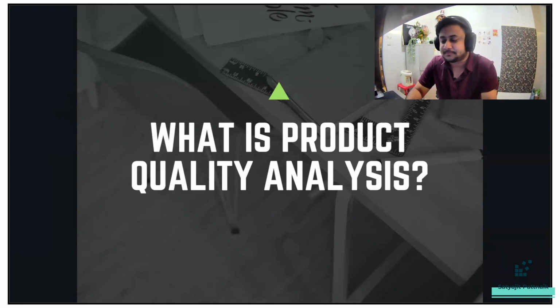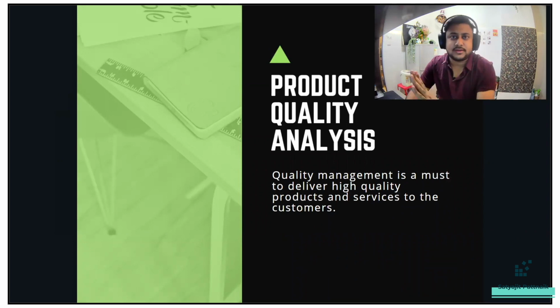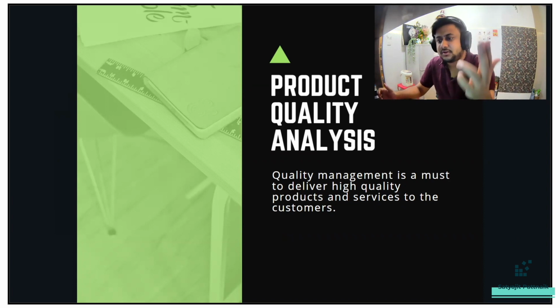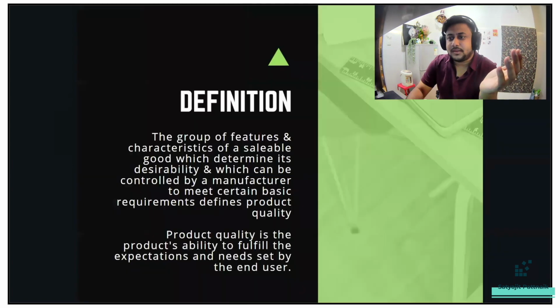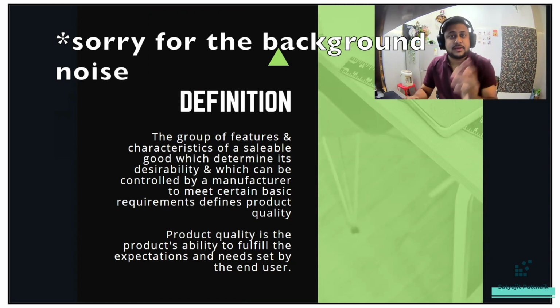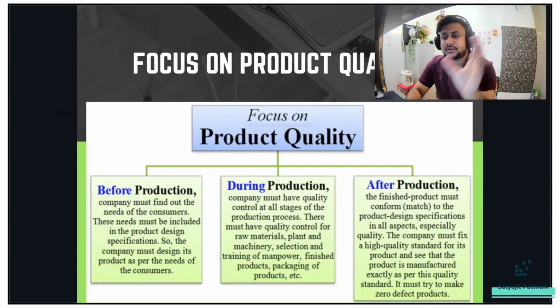So, what is product quality analysis? Now, it's a very generic concept, right? Product quality analysis depends upon the product. For example, you are working on some specific e-commerce domain. For that, you can analyze one specific product. That could be this one, or else you are working on something else. So product quality analysis is basically analyzing what the quality of the product is. Quality management is a must to deliver high quality products and services to the customers, right? And what is product quality analysis? The definition: the group of features and characteristics of a sellable good, which determines its desirability and which can be controlled by a manufacturer to meet certain basic requirements, defines product quality. Product quality is the product's ability to fulfill the expectations and needs set by the end user. So we have some focus on product quality before production, during production, after production.